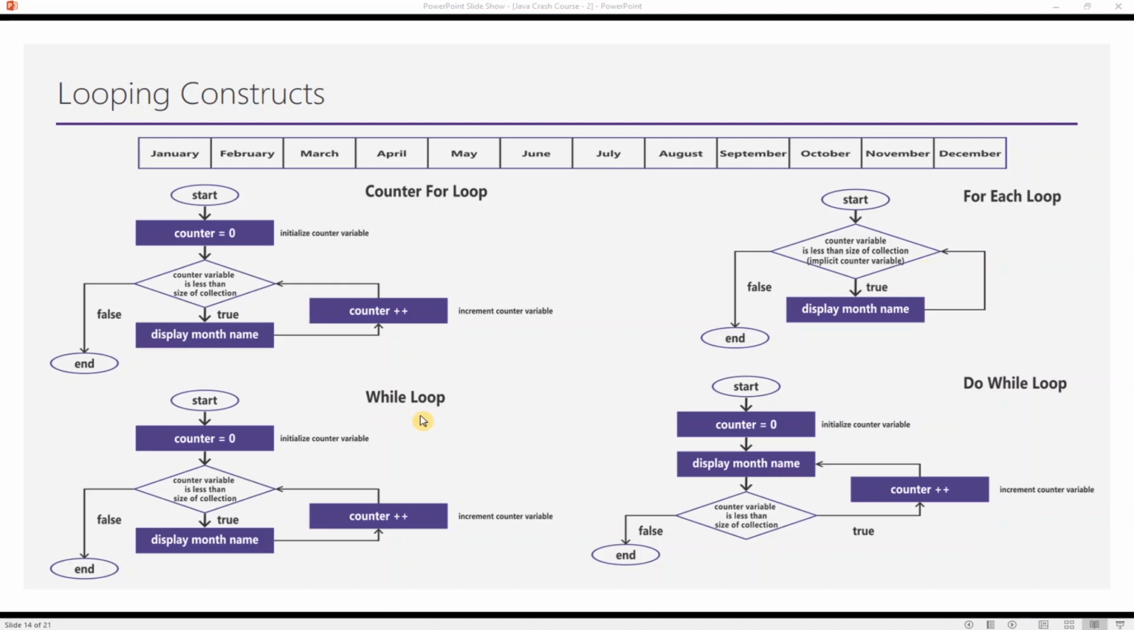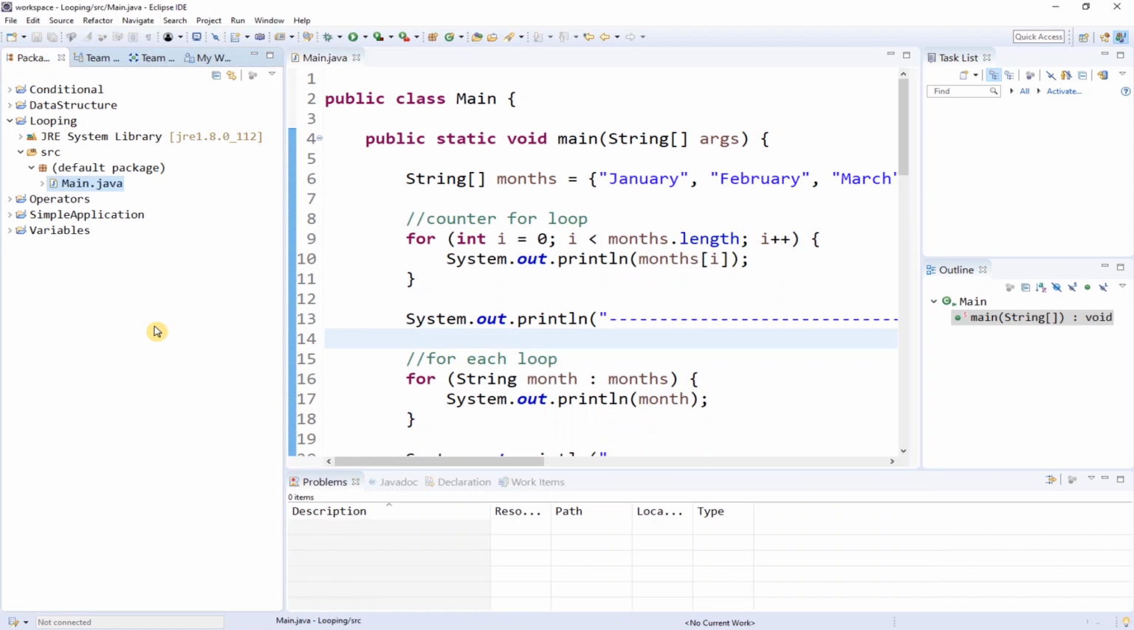Next comes the while loop, and it works exactly the same way as the counter for loop. The only difference is in the syntax we use to define one or the other. The do while loop ensures that the loop body executes at least once because the condition is evaluated only after the first pass through the code block that is surrounded by the do while loop. The rest remains the same. So you can see that there is not much difference in the behavior of these looping constructs. Now let's switch to the IDE to see these loops in action.